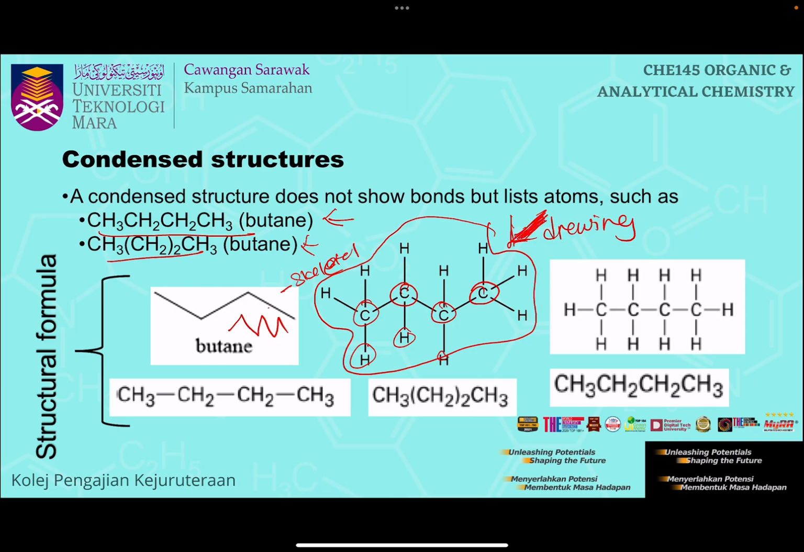Okay, and then these are condensed structures. So from here you can actually draw this structure out, and then when you have the structure like this, it's easier to name.